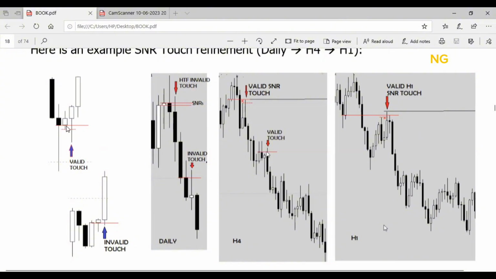If this is a valid touch now, because you carry a liquidity sweep. This is a valid touch. You carry a liquidity sweep. This is invalid because in a higher time frame, this one does not carry this. But when you refine it, you see a liquidity sweep in a lower time frame. That makes it valid and you enter your trade.